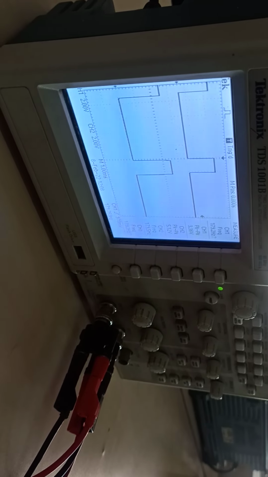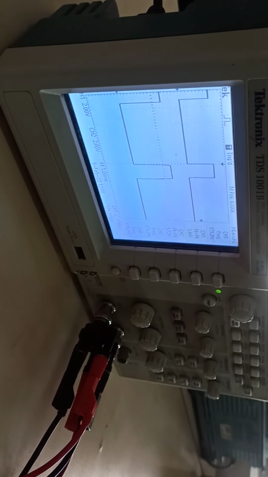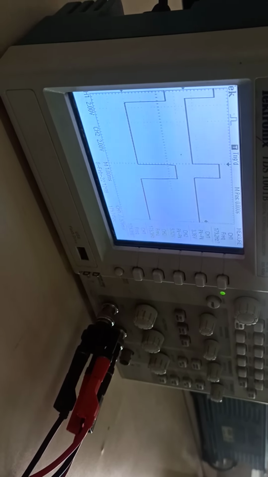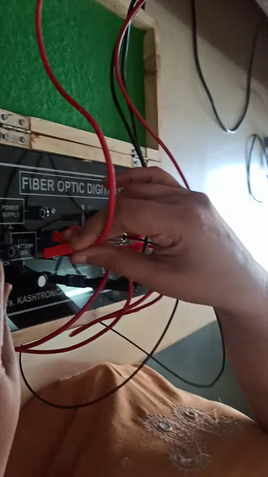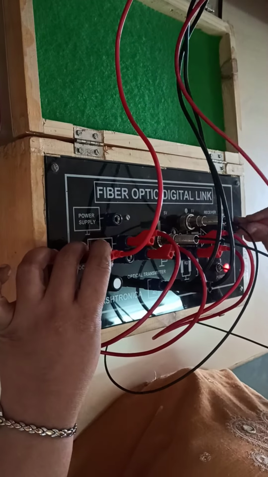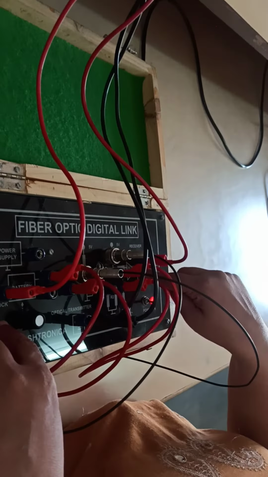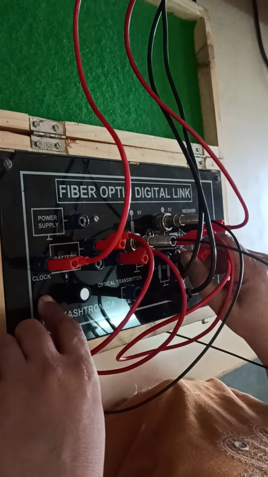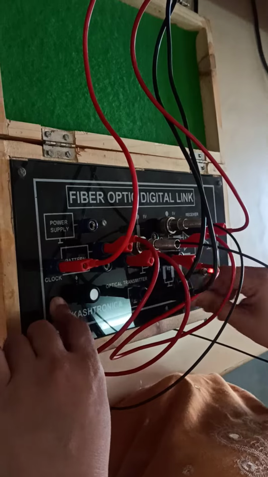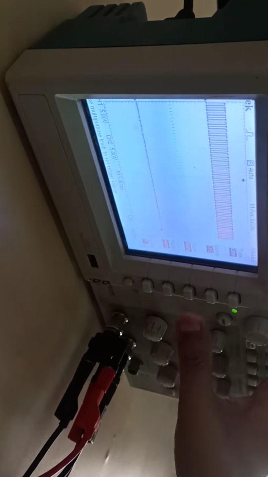While doing the experiment, we have measured the propagation delay for each and every point. Now we are interested in measuring the eye pattern. For the eye pattern, channel 1 has to be connected to the clock signal and channel 2 is connected to the op-amp output. After connecting channel 1 and channel 2 on the op-amp output, what is our interest? We are interested in the eye pattern.